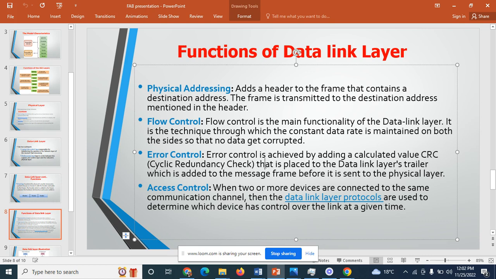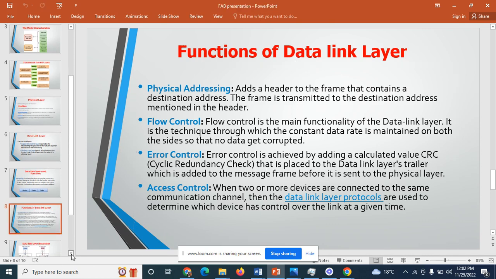You have the access control. When two or more devices are connected to the same network, or on the same medium or channel, then the data link layer protocols are used to determine which device has control over the link at a given time. That one brings in the concept of simplex, duplex, and full duplex transmission over the medium. There must be a check on whether the link is busy and is being used by another device before a transmission or a retransmission takes place.